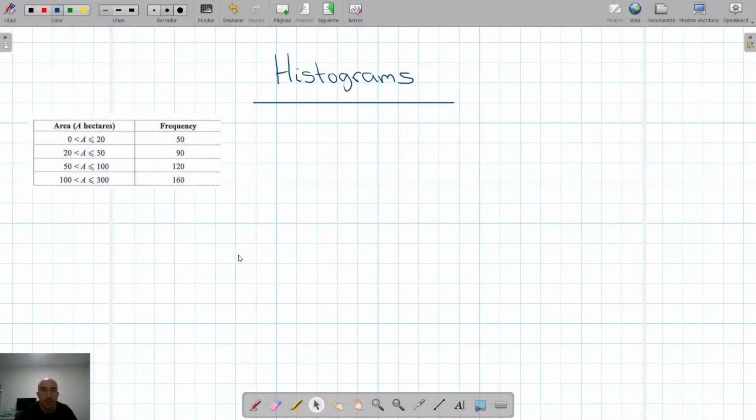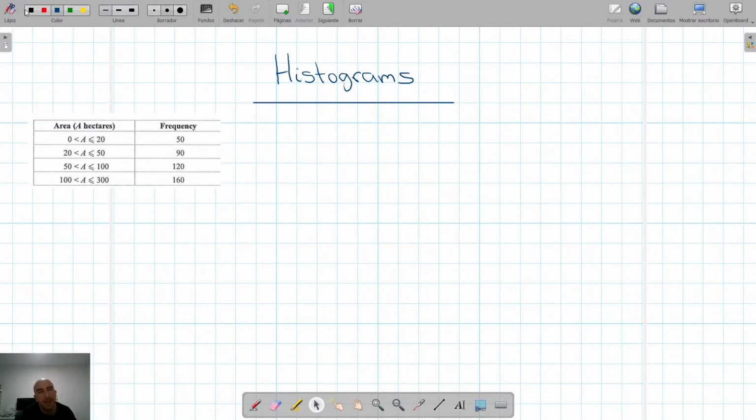Hi, today we're going to talk about histograms. Histograms are a special type of bar chart that you draw when you have intervals, and the height of the bar represents the frequency of the interval and is related to the width.